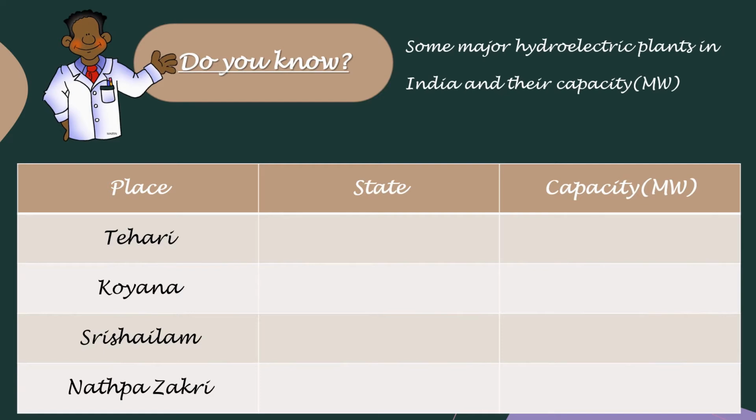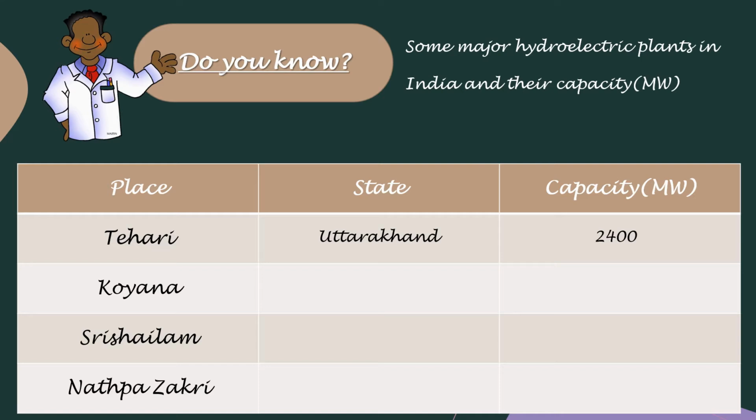Now students, do you know some major hydroelectric power plants in India and their capacity? Yes. So here you have a table where the place for the hydroelectric power plant is given. So we will find out the state and the capacity. Now the first place is Tehari. Tehari is in Uttarakhand, and the capacity of the hydroelectric power plant in Tehari, Uttarakhand is 2400 megawatt.